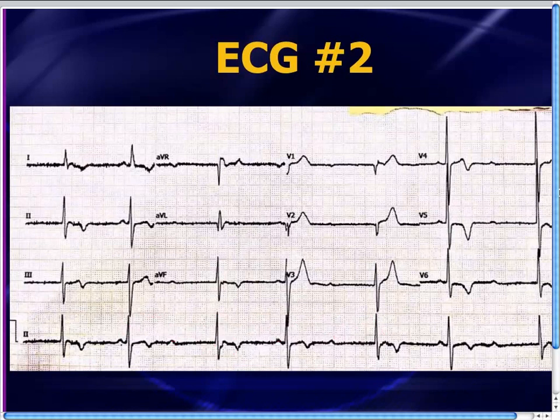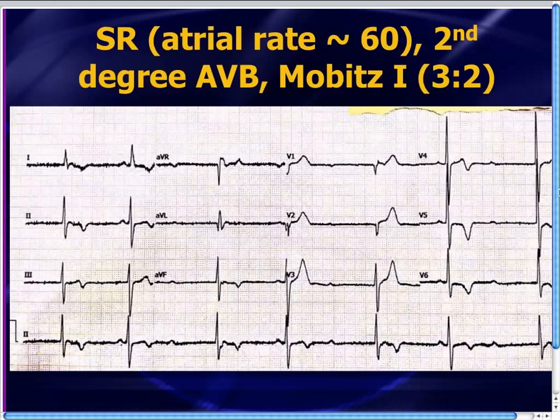But the key thing, once again, is that the PR is gradually increasing before the drop, and that's a consistent finding. And when you have PRs that are consistently expanding before dropped beats, by definition, that must be a Mobitz 1, all right? So this is second degree AV block with Mobitz 1. And there's a really long PR interval in there, and I'm not really sure what was going on with this particular patient. Maybe the patient got some drugs between that first and second EKG.